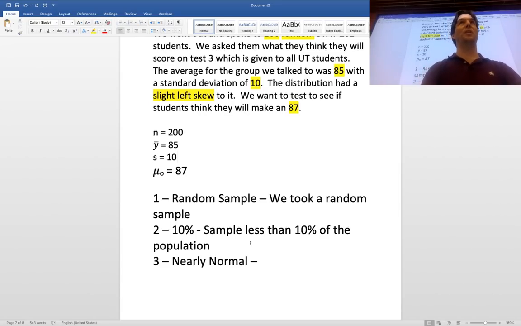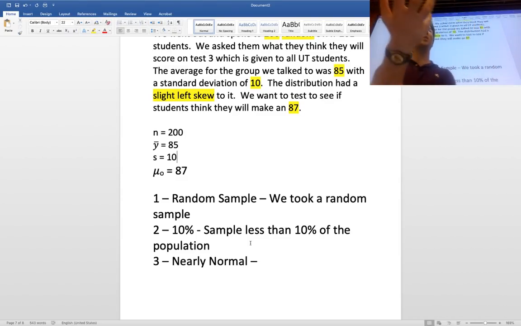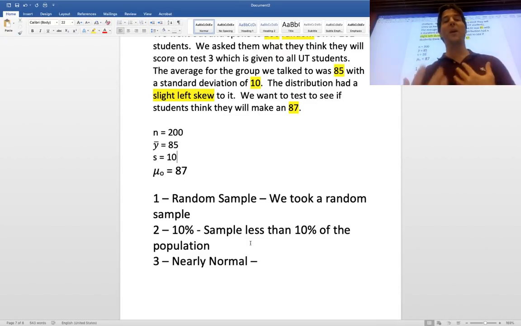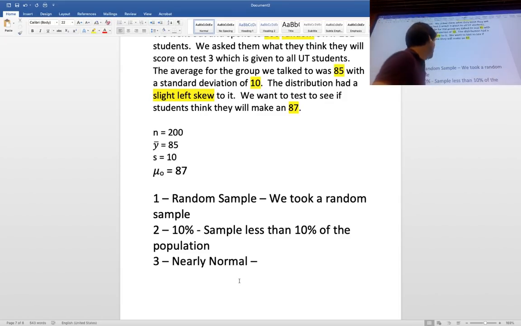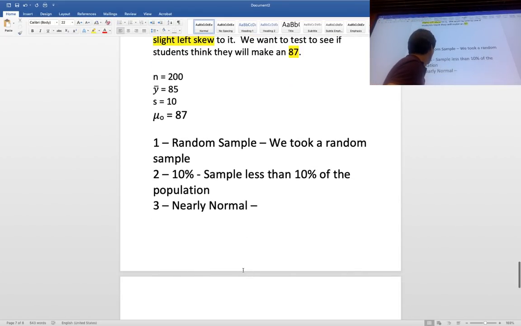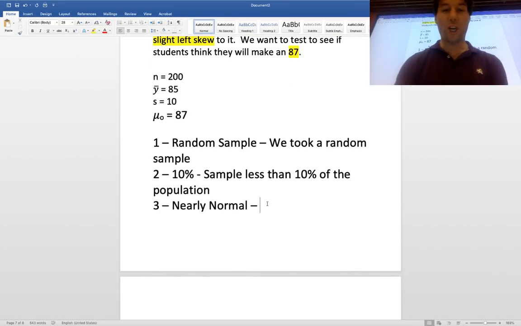The distribution is slightly skewed. That means we need a sample size of at least 25. Our sample size is 200. We mentioned the 3 things, and some graders might be nice. This is the central limit theorem, one of the big backbones of statistics, but we need to mention those 3 things. So nearly normal, check 3 things.